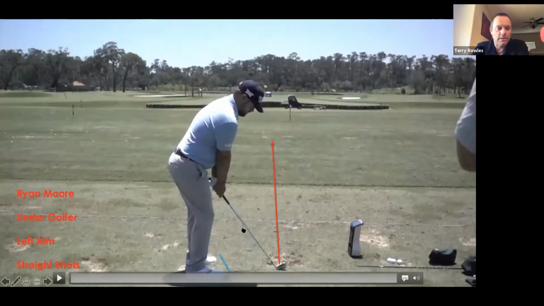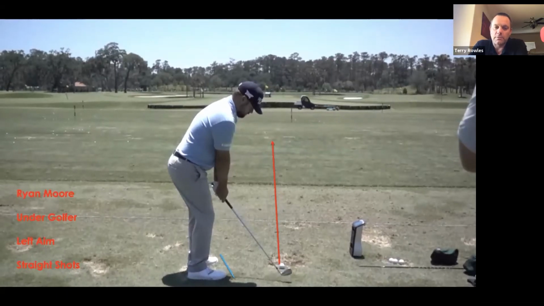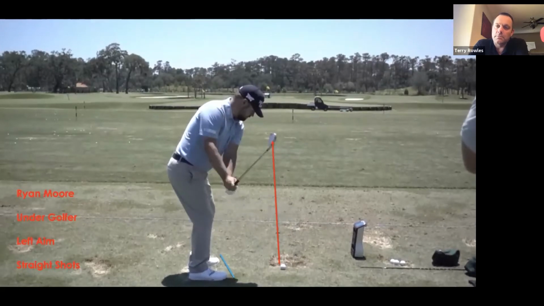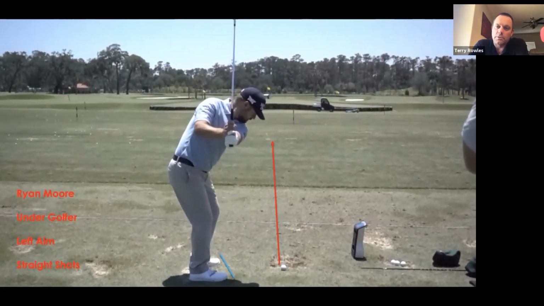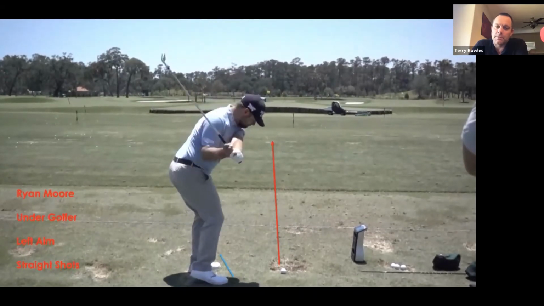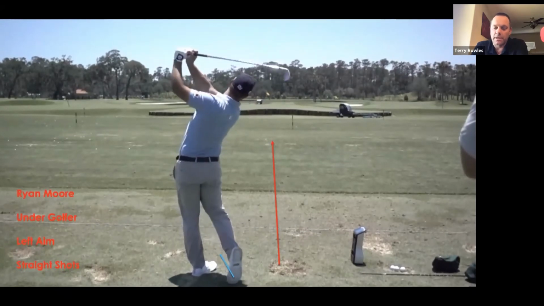This is Ryan Moore, same thing. You can see he tends to aim to the left and hit it straight. With the right hand being slightly under, he's going to tend to swing right, but it's right of his aim, right? So again, if we have an under golfer who tends to swing right of their aim and they want to hit the ball dead straight, then we just use aim as a fine tuning tool to have them hit it straighter.